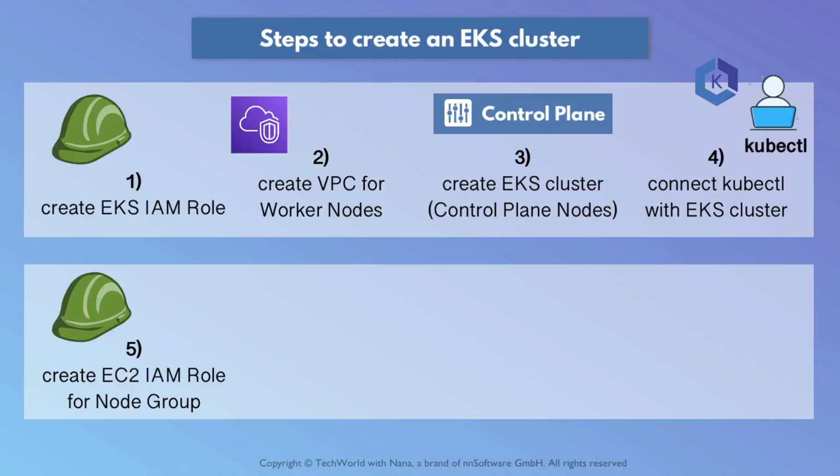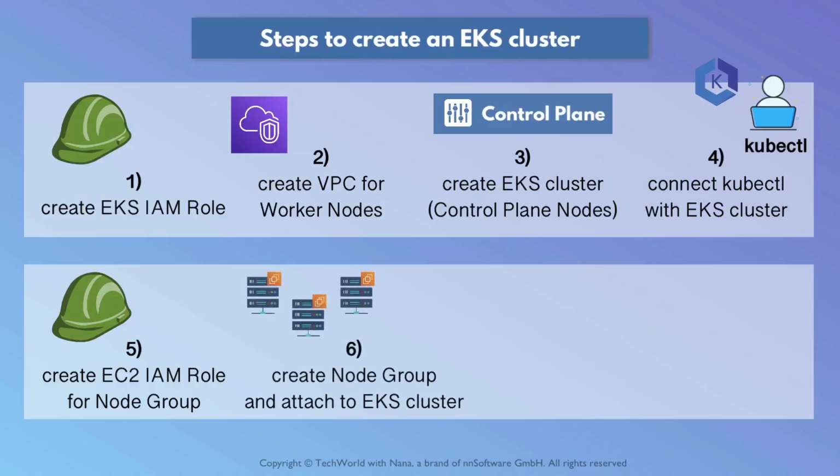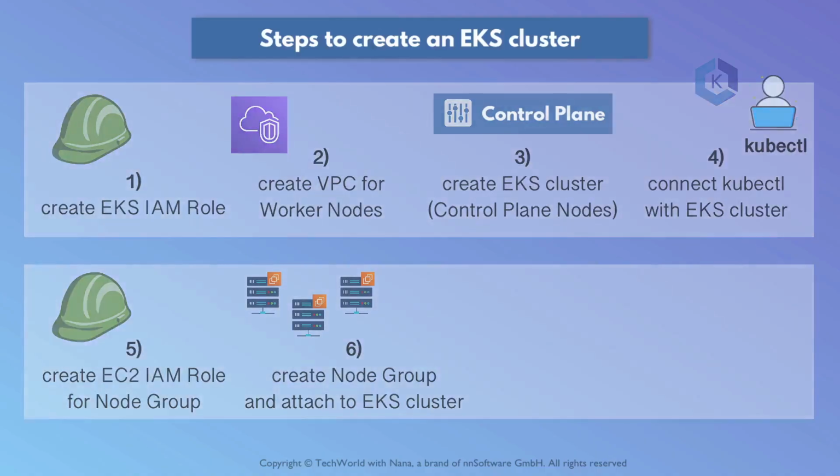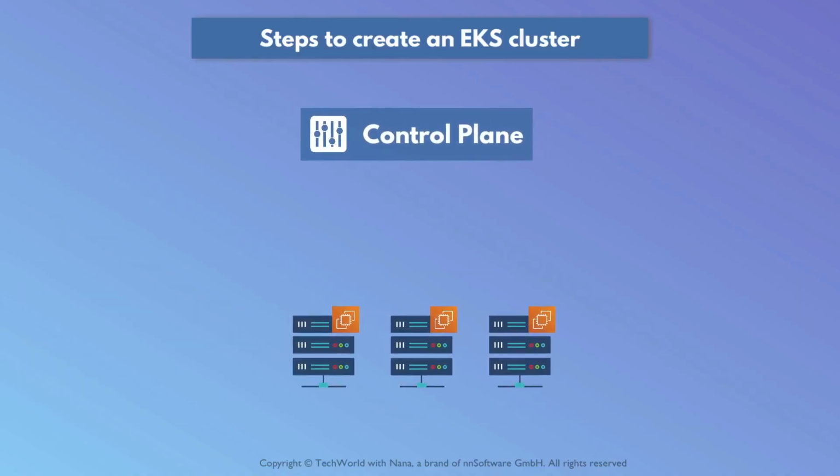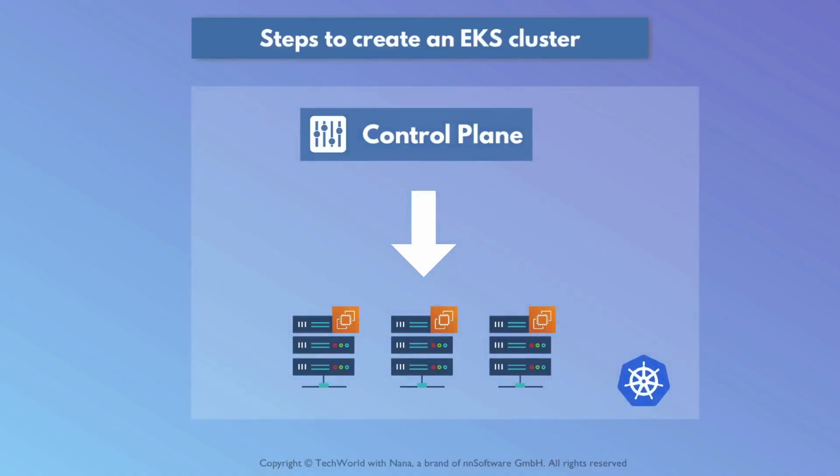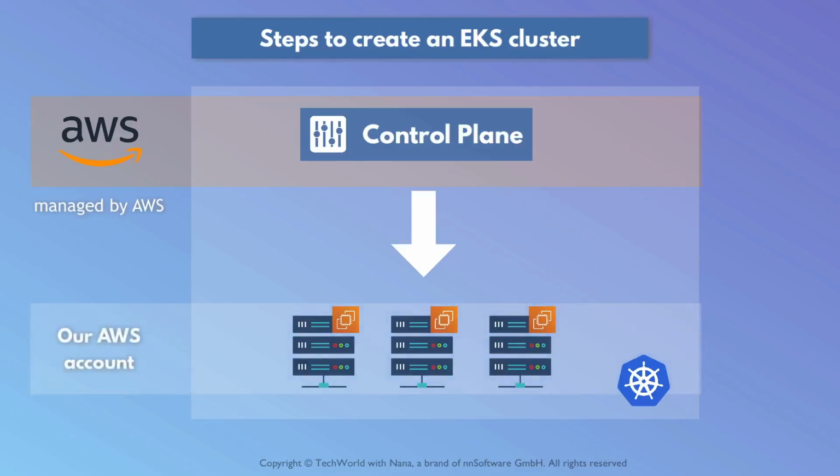So we're going to have the second role now for EC2 service. And then we're going to create a node group, which is a group of EC2 instances that are going to run as worker nodes in this Kubernetes cluster. And we're going to attach the node group to the EKS cluster. So now we're going to have the worker nodes connected to the control plane nodes. So we're going to end up with a complete Kubernetes cluster with control plane nodes managed and running in an AWS managed account and worker nodes running in our account.